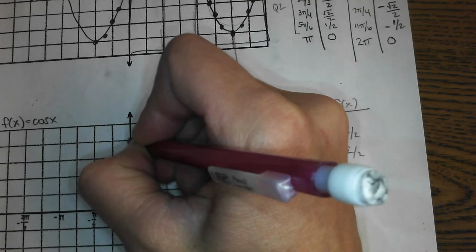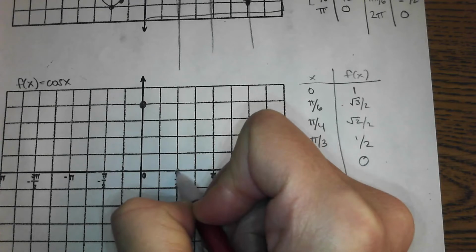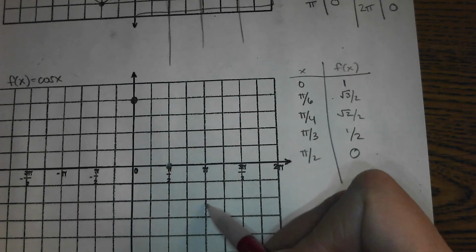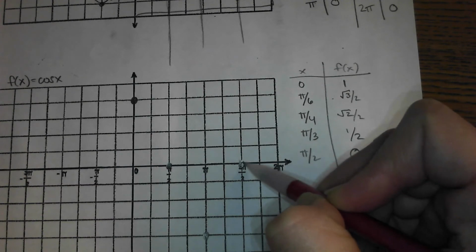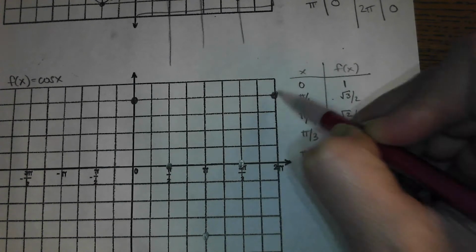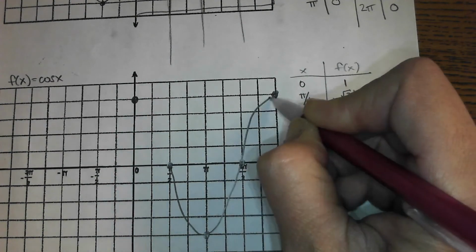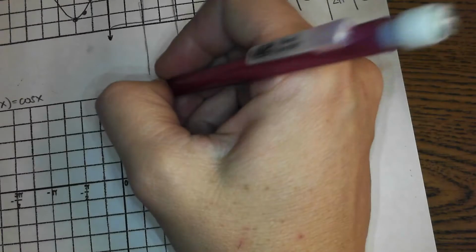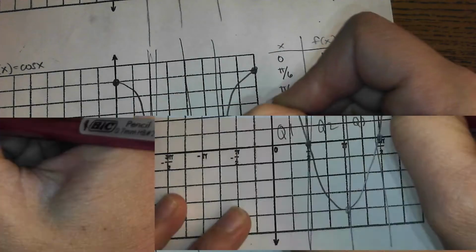So if I use the same scale, cosine graphs start at 1, and then by the end of their first quadrant, they're down to 0. And then by the end of their second quadrant, they're down to negative 1. And then by the third quadrant, they're back to 0. And then by the full circle, they're back up to the top. So you get something like that. Here's quadrant 1, quadrant 2, quadrant 3, quadrant 4.